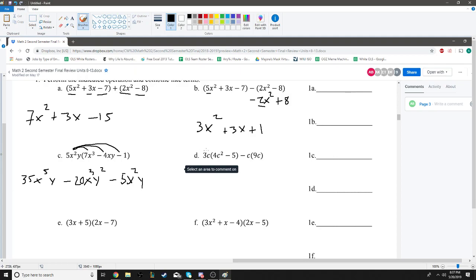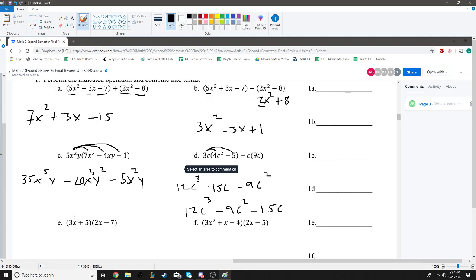For this next one, again, we need to distribute. So 3 times 4, that's 12. C times c to the second is c to the third. 3 times 5 is going to be 15, and just put a c on it. And then this is going to be a negative c times 9c will be a negative 9c squared. And we can't combine any like terms, but if we put it in standard form, we got to make sure that the exponents, or the degrees, go in decreasing order.